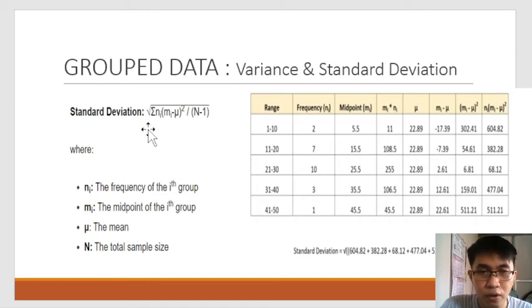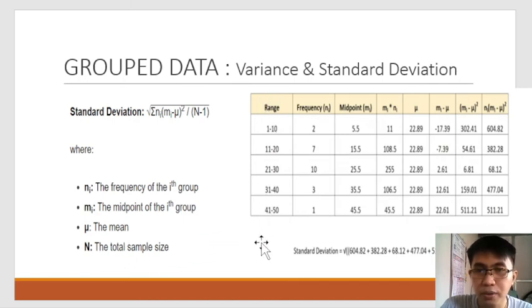So ito po yung formula ng standard deviation as indicated. So, yan po ay summation ng n sub i times the m sub i minus yung mu raised to 2 divided by yung n minus 1. So, yung n sub i po is the frequency of the group, m sub i is the midpoint of the group, mu is the mean, n is the total sample size.